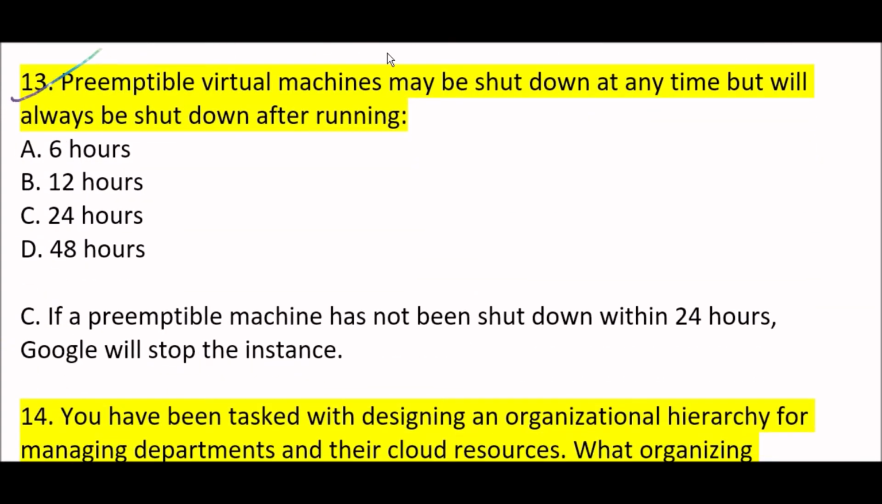Preemptible virtual machines may be shut down at any time but will always be shut down after running option A, 6 hours, option B, 12 hours, option C, 24 hours, option D, 48 hours. Right answer is option C, 24 hours. If a preemptible machine has not been shut down within 24 hours, Google will stop the instance. Please focus on it. This is a very important question for your upcoming examination.